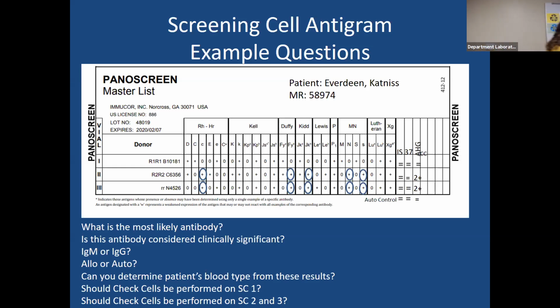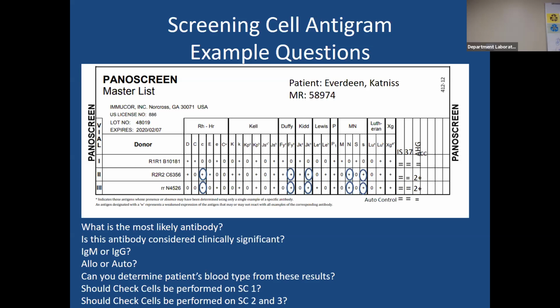Whenever you have multiple cells that are positive, right, if you have multiple reactions here, you always want to think about combinations as well. So it might not be one single antibody, it might be multiple antibodies. I don't think there's any combinations. What would that look like?